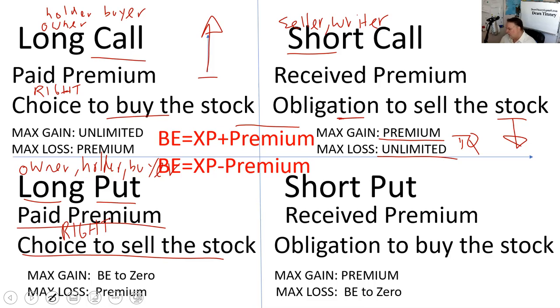I say, what can you tell me about a long put? You say, Dean, when you're long a put, you've paid a premium, you have a choice to sell the stock, which is ultimately bearish. Your break even is strike price less premium. A good way to remember the break evens is with a mnemonic: call up, put down. It's a great mnemonic for break evens. And your max loss is the premium. Anytime you're on the left-hand side of the matrix, the worst case is you pay a premium, you lose your money.